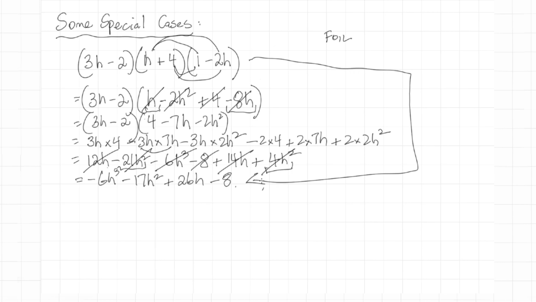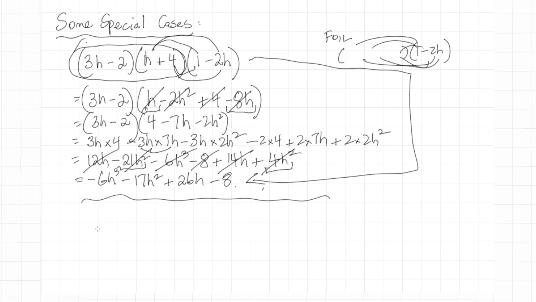You could experiment if you like and do these two brackets first and leave this at the end, so you'd have a big bracket and then you'd have 1 minus 2h at the end, and then multiply each term by 1 and each term by negative 2h. Collect your like terms and hopefully you'll get the same answer.